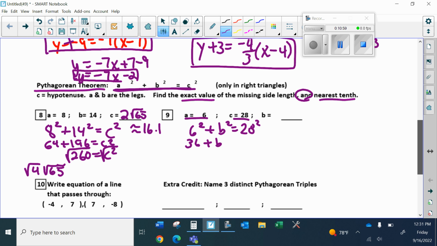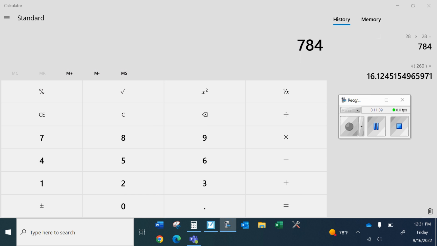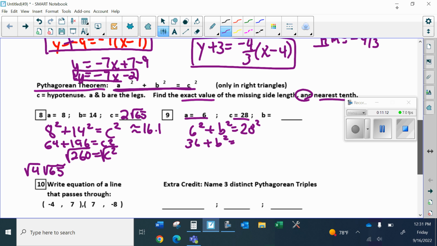36 plus B squared equals, again, you don't know 28 squared, you put it in a calculator. 28 times 28. 784, I believe. Yes. 784. Subtract the 36 across. So I have B squared equals 748. Take the square root.